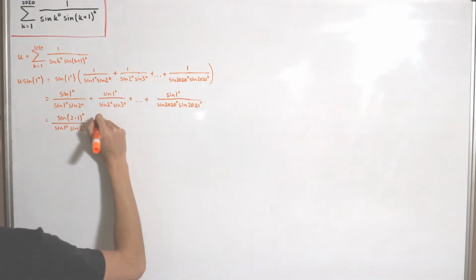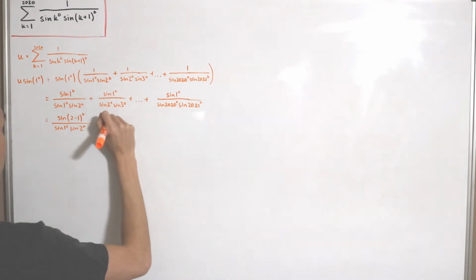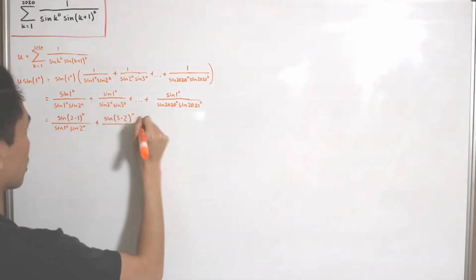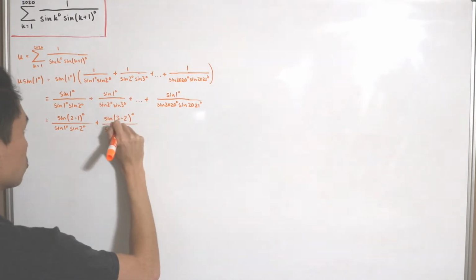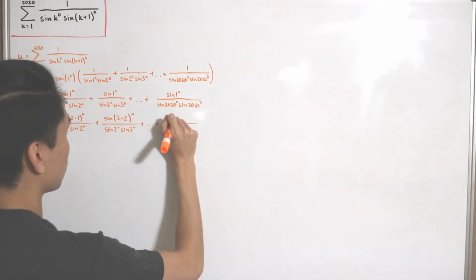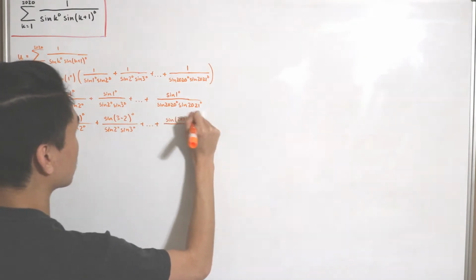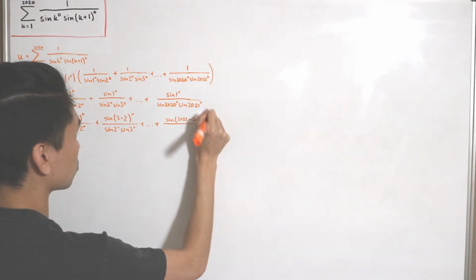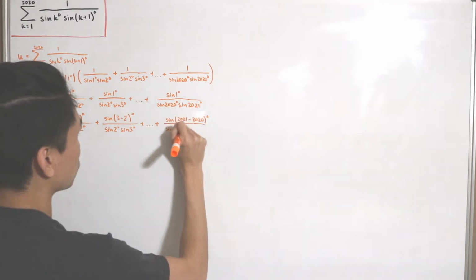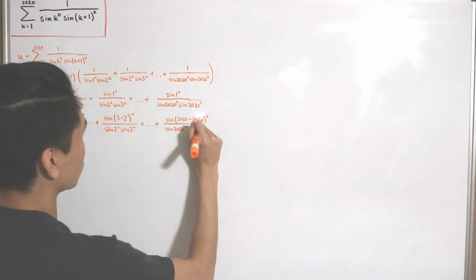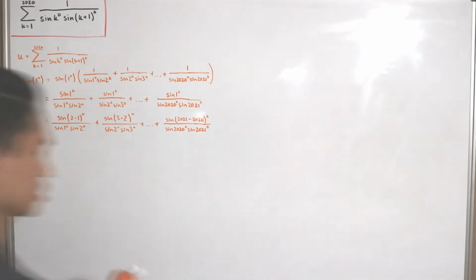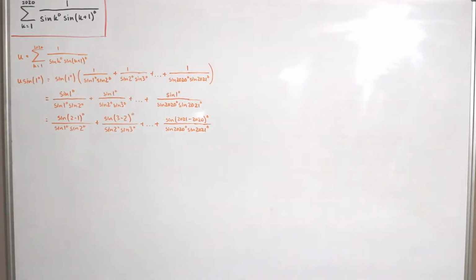Okay, so over here I'll write sine of 3 minus 2 degrees, divided by sine of 2 and sine of 3. And then over here I'll have sine of 2021 minus 2020 degrees, divided by sine of 2020 degrees multiplied by sine of 2021 degrees. Okay, so now we're going to be using our little trigonometric formula here.